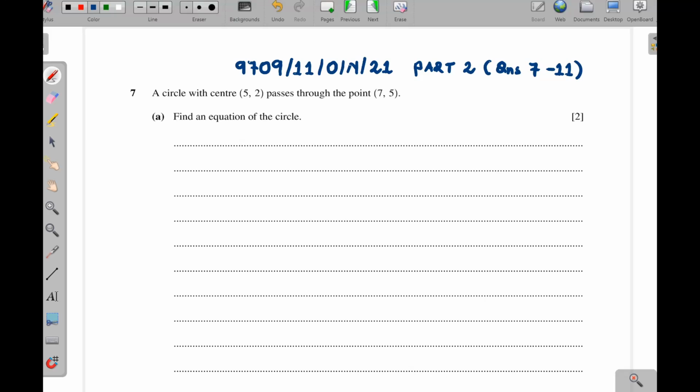Part 2, this is for questions 7 to 11. Question 7 is coming from coordinate geometry, and particularly it is coming from circles. A circle with the center (5, 2) passes through the point (7, 5). Find the equation of the circle.